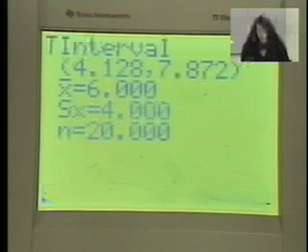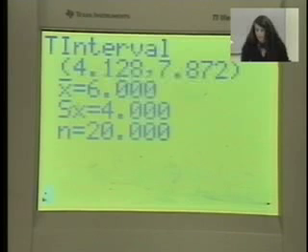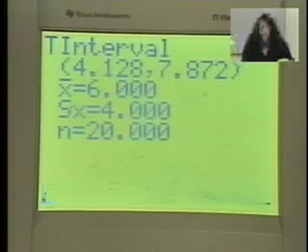And our confidence interval changed a bit. To 3 decimal places, we can say we are 95% confident that the true population mean is between 4.128 and 7.872. But this time it was a T interval. We're using a T distribution. Okay? Now we're going to do a 99% confidence interval for a population proportion.